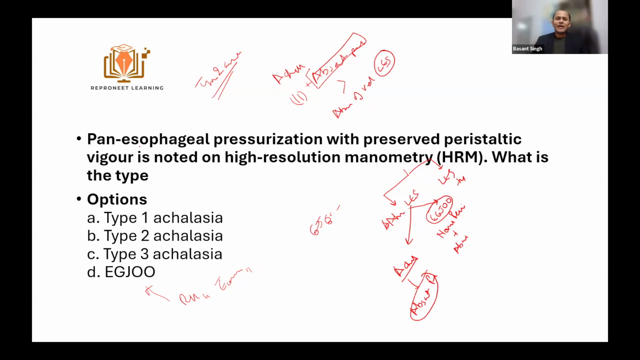This pan-esophageal pressurization, if you see, is there in almost all types of achalasia cardia. It is kind of pathognomonic for type 2, but it is not specific for type 2. You can get PEP in type 1 also, in type 3 also, even in outflow obstructions also. So that is not a diagnostic criterion for type 2 achalasia. This is what the examiner was trying to check.